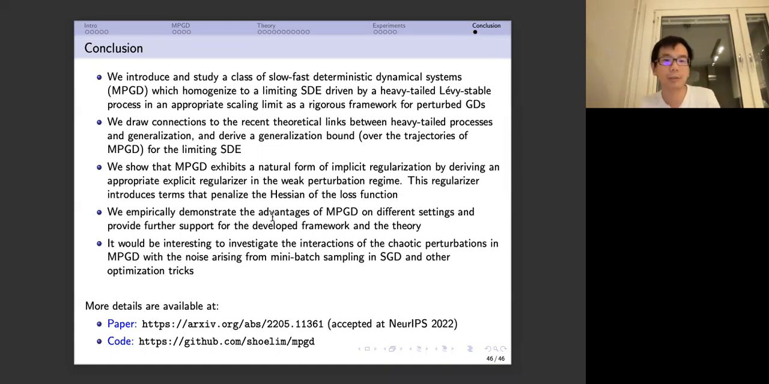As for future work, it will be interesting to see how the chaotic perturbations that we introduced in MPGD interact with the noise arising from mini-batch sampling in SGD. There are also other optimization tricks that we can add on top and see how they interact with each other, and so on.